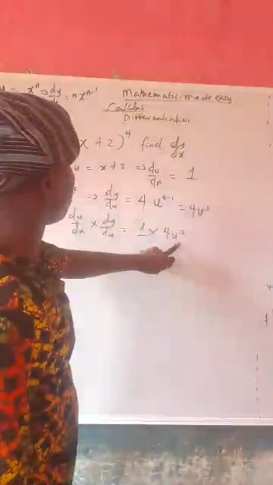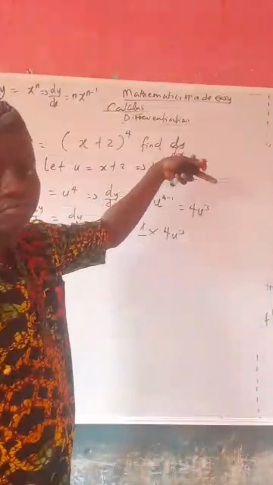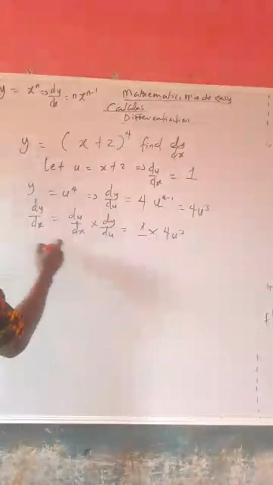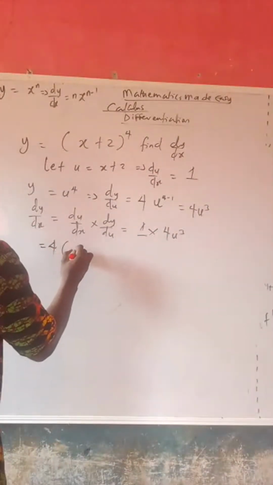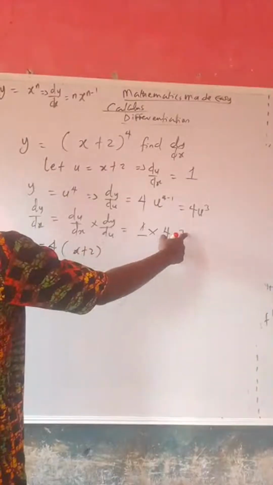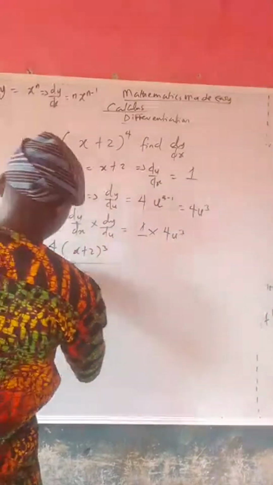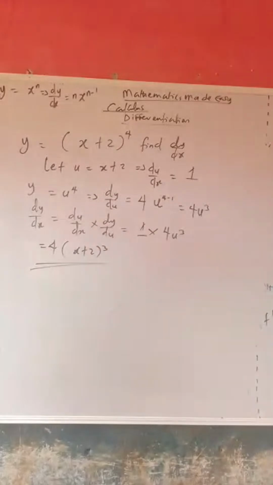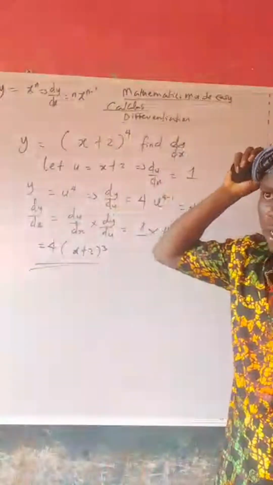And what is u? Remember, u is x plus 2. And then 1 times 4 will give us 4. So we have 4 into brackets (x plus 2) to the third power. So that is the answer to that. Are we together, guys? All right. Let's do one more example.